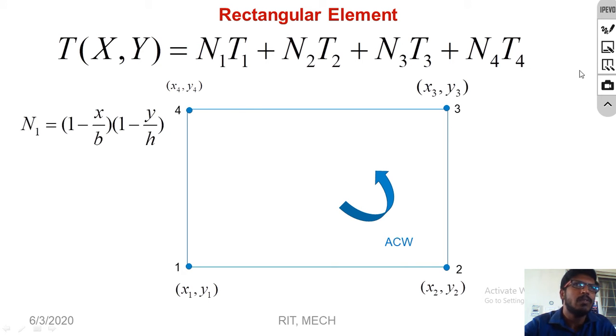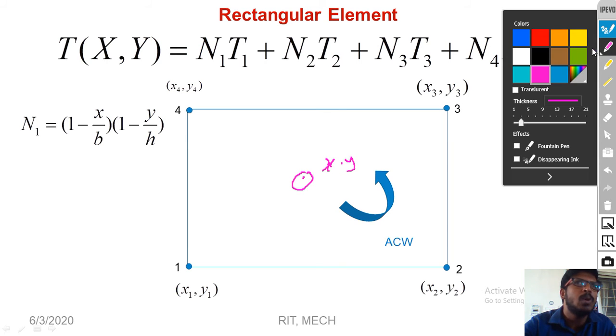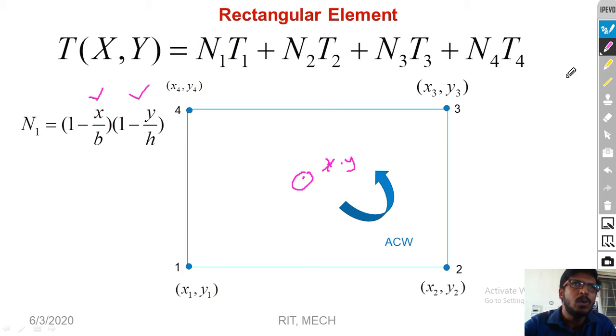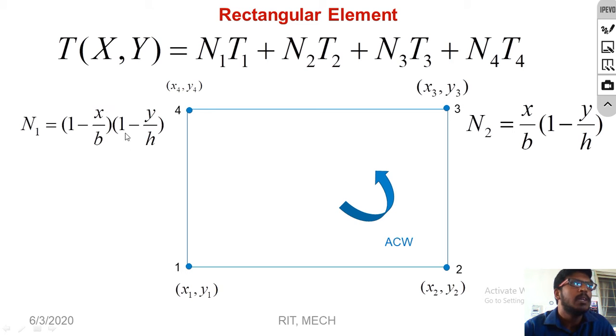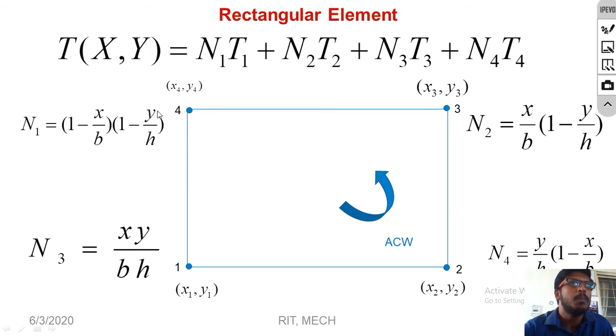Whenever we discuss N1, you should remember N1 is (1 minus x by b) into (1 minus y by h). Students, you should remember this one thing. From this we can derive N2, N3, N4. N2 is x by b into (1 minus y by h). N3 is x into y divided by b into h. N4 is y by h into (1 minus x by b). You don't need to memorize everything, just remember N1, and from that you can write N2, N3 and N4.